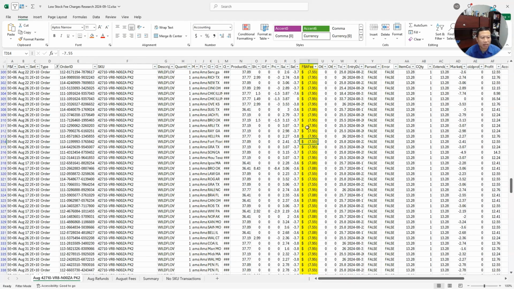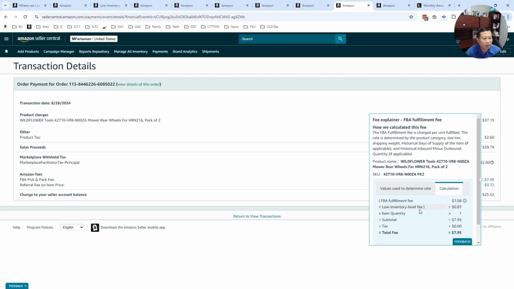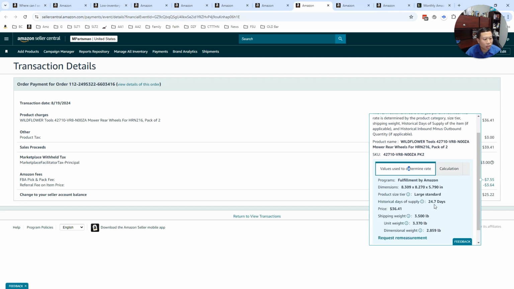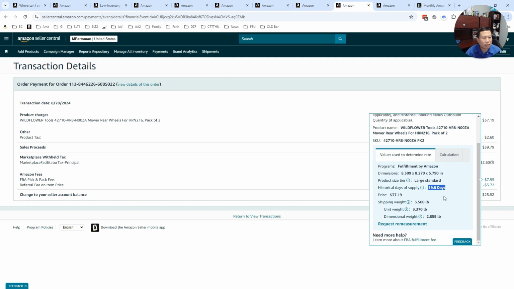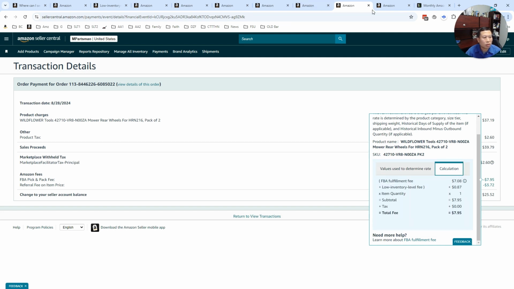Then some of them are 795, and some of them are 708, where they don't charge that low inventory level fee. So I go here, notice the 795, notice historical days is 19. The other one was 24 days. So they charge a different amount based on how many historical days of supply, and you can click into that and it'll explain all that other stuff. So bottom line is they charge 87 cents for this particular item for the low inventory level fee.